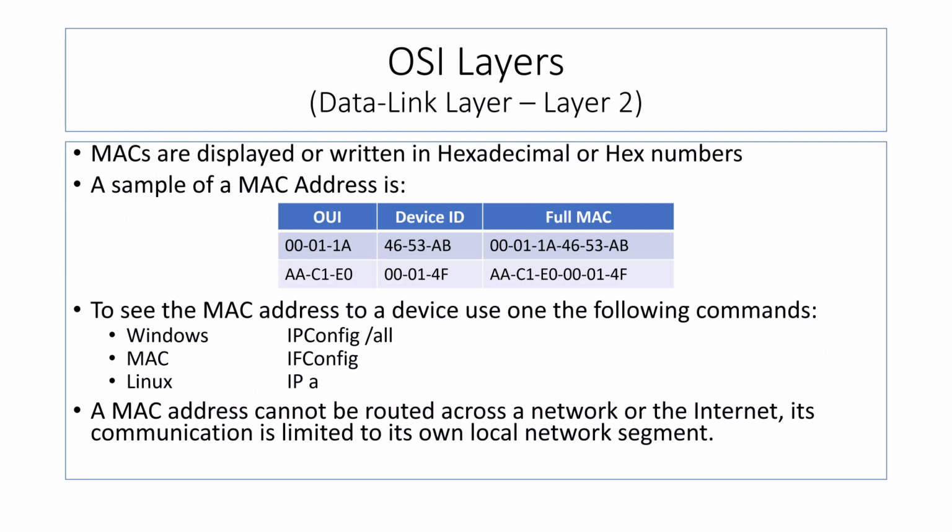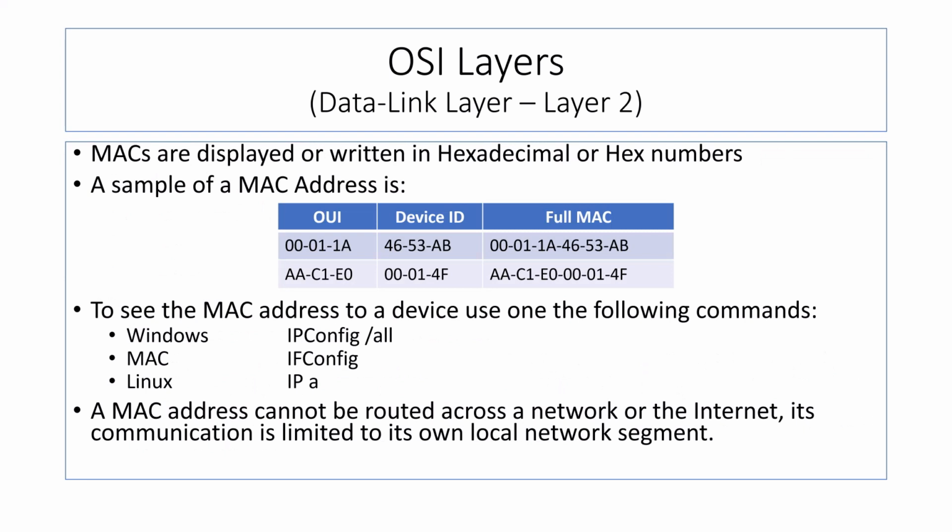So MAC addresses are displayed in hex format, which is from 0 through F. Remember, the first 24 bits are the OUI, the second 24 bits are the device ID. So in this case, our MAC address of 00011A4653AB is split into two sections, where the OUI is 00011A and the device ID is 4653AB.